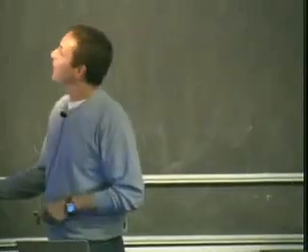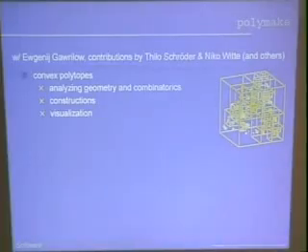This is a joint project with Evgeny Gavrilov, going on for some time now. There are contributions by two students of mine, Thilo Schröder and Nico Witte, quite a few, and also some other people, including Volker Keibel and Julian Pfeifle, who contributed some pieces to the code. Initially, this project was just about algorithmic approaches to convex polytopes, in particular convex hull computations, but many other things, in particular constructions of maybe strange polytopes.